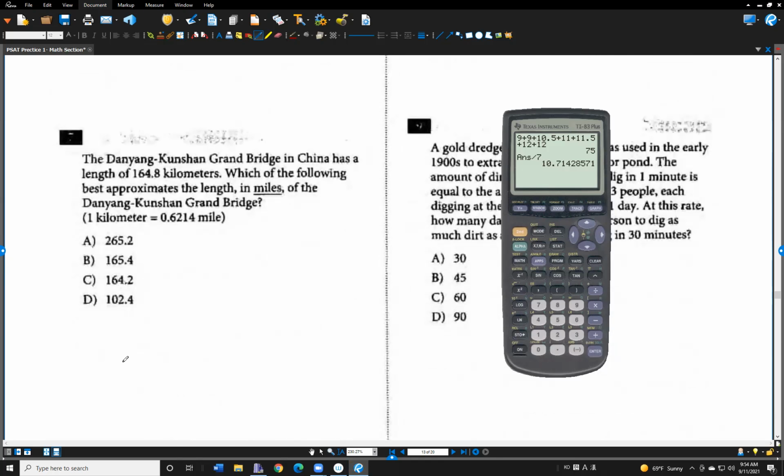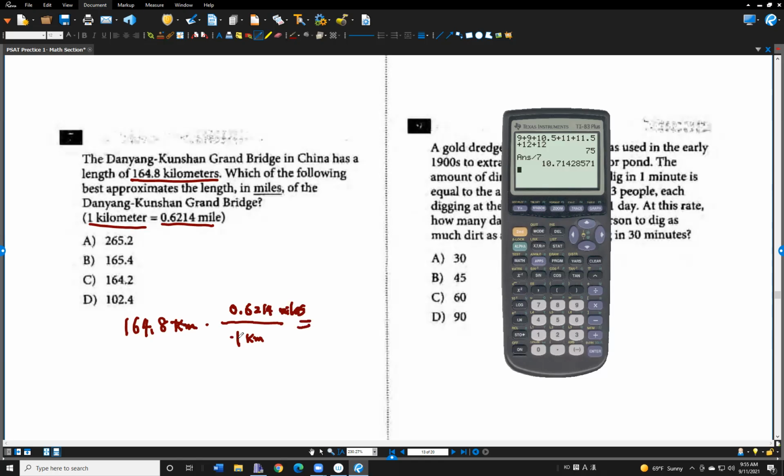All right, number 7. We have 164.8 kilometers. We're going to change the unit again, same as before, checking this one in miles. We multiply by an equivalent. 1 kilometer is how many miles? We already have the equivalent: 1 kilometer equals 0.6214 miles.